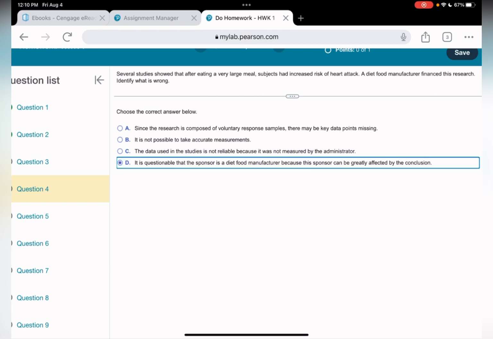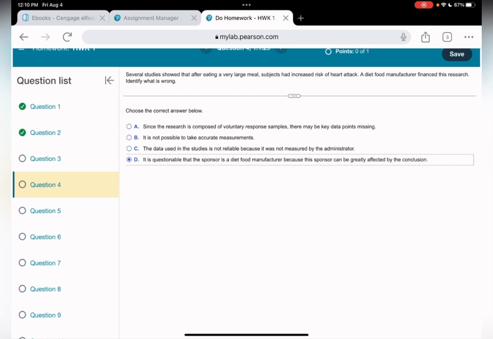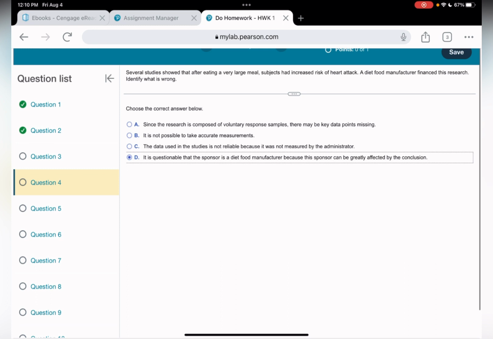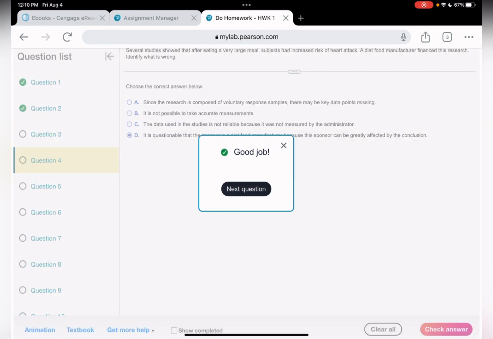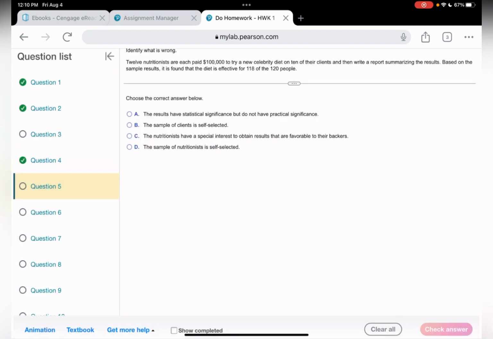So it is questionable that the sponsor is a diet food manufacturer because the sponsor can be greatly affected by the conclusion. So this is going to be my choice because we said a diet food manufacturer financed it, right? So obviously it's going to be questionable. Okay, let's check. Good job. Moving to next one. Let me see what we have next there.